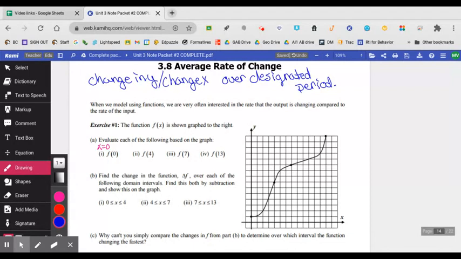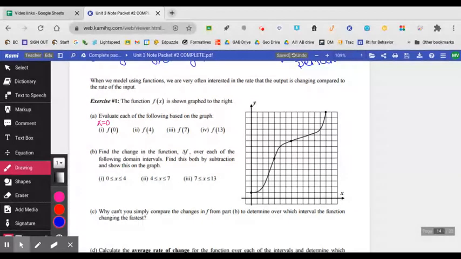So to evaluate, here's our function. We want to evaluate the following based on the graph. So f of 0: remember, we go to the x-axis at 0 and find the value, and that's 1. F of 4 is when we go to 4 on the x-axis and go up to the graph, which is 7. So I want you to pause and find f of 7 and f of 13.